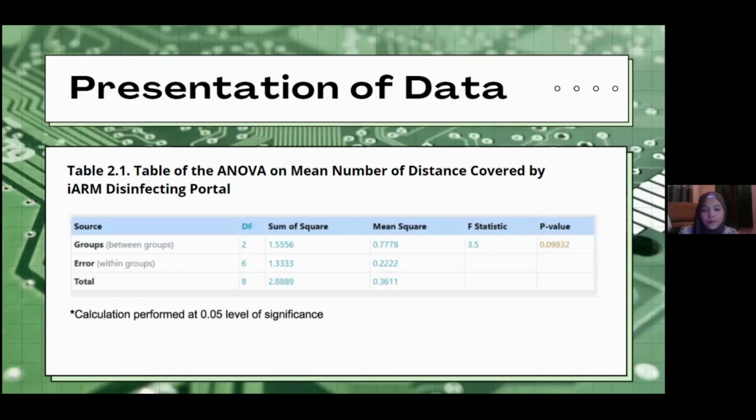Now, I will discuss the analysis of variance of the mean number of distance covered and range of ultrasonic sensor by the iArm disinfecting portal using 3 command systems. Since the p-value is greater than alpha, the averages of all 3 command systems are assumed to be equal. In Table 2.1, it was verified that there is no significant difference between the command systems with a 0.05 level of significance. As a result, there is no discernible variation in the performance accuracy among the 3 command systems.